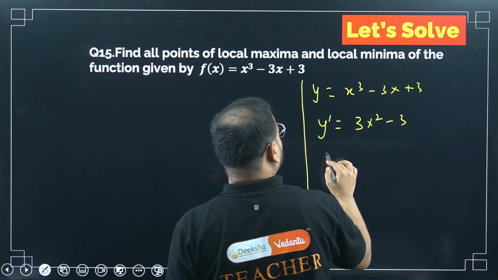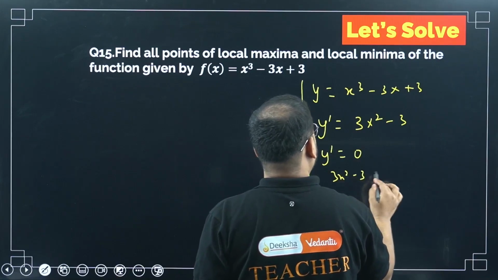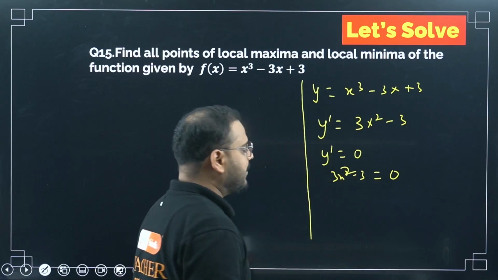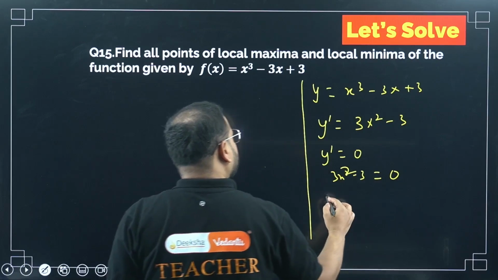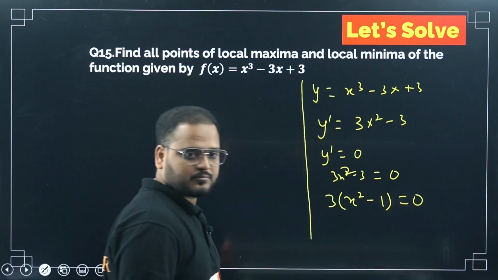Yes. Find the critical points. I get y dash equals 0. So 3x square minus 3 equal to 0. Take 3 common. I get x square minus 1 equal to 0.